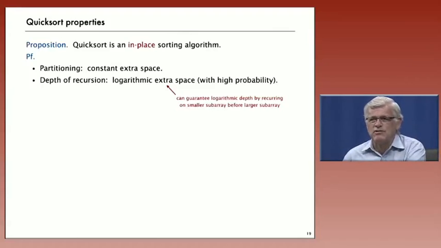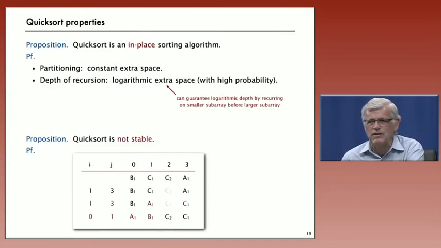So let's summarize the properties of quicksort. It's in place. It doesn't use any extra space. The depth of recursion, again dependent on the random shuffling, is going to be logarithmic. You can limit the depth of recursion by always doing the smaller subarray before the larger subarray, but that's not really necessary nowadays as long as you've done the random shuffle.